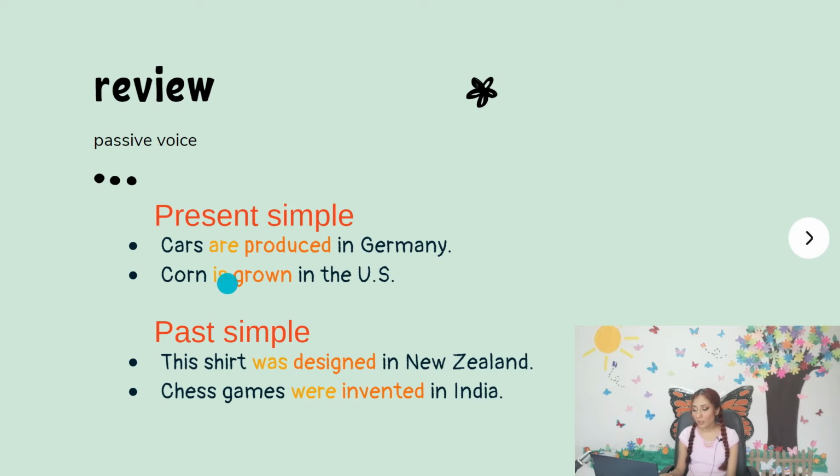Also, corn is grown in the United States. It's the same. We have the product, we have the verb to be, and also the verb in past participle. Past simple. Now, remember, the only thing that changes is that you need to pay attention if it's present or past, and if you're gonna use the verb to be in present or past. For example, this shirt was designed in New Zealand. Chess games were invented in India, and that's it.